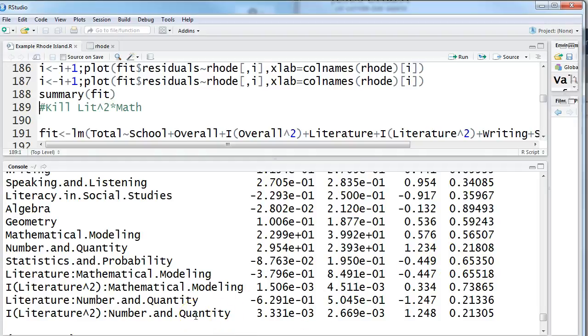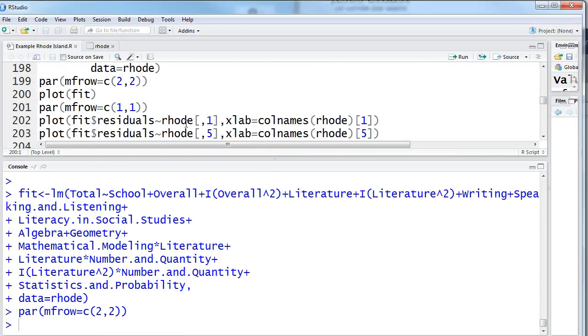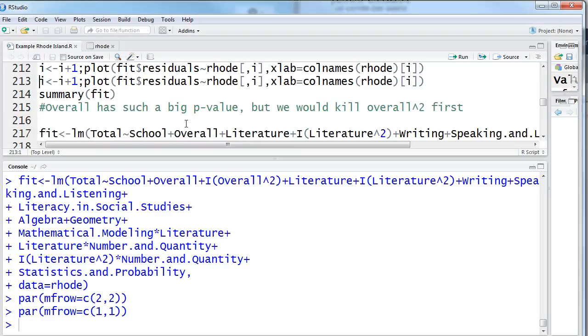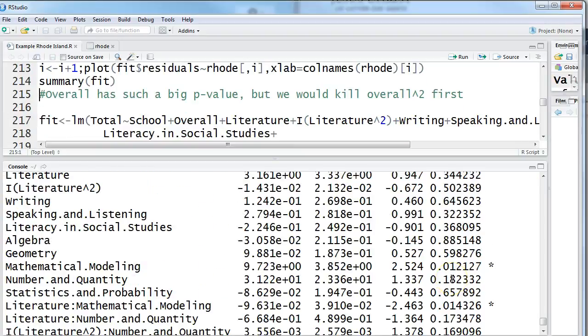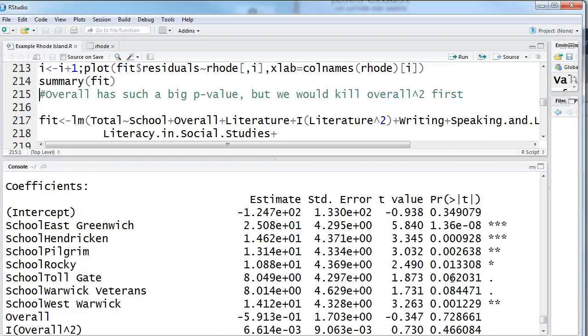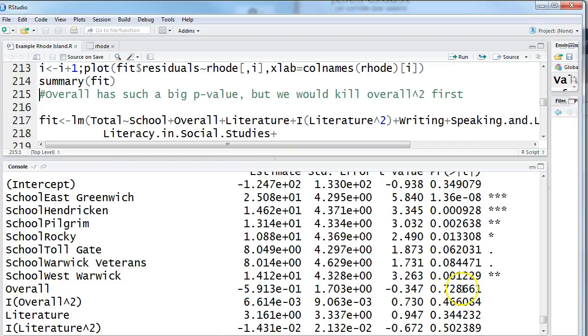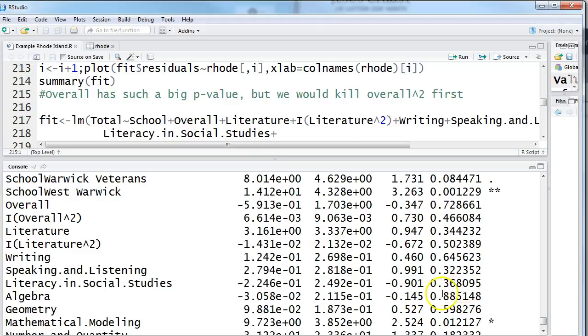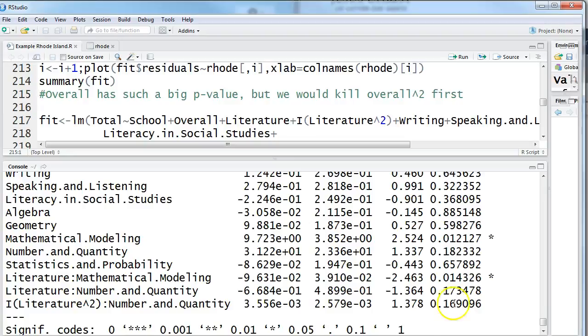What do we see next here? We're looking for stuff that's complicated and big p-value. Well, look here. Literature squared times math modeling, 0.73. One of the bigger p-values and definitely a complex part of it. Let's get rid of that guy and try the summary. Now, looking through these p-values, overall right here has got 0.72. And algebra's got 0.88. So those really are by far the highest ones.